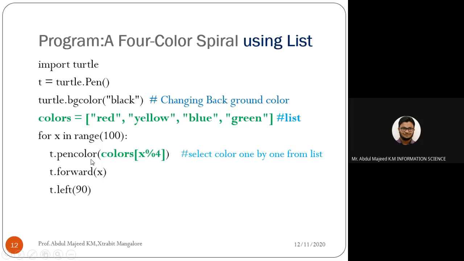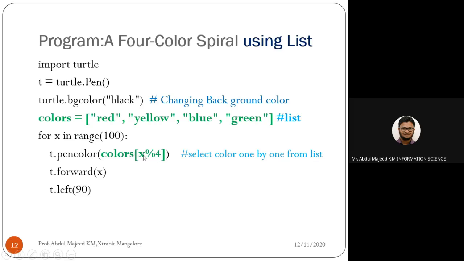Whenever we draw one side, we have to change the color. How to change the color? We have already set the colors red, yellow, blue, green. Whenever we draw one side, we have to take one color. So we have used the remainder operator, modulus. With x mod 4, initially the value of x is 0, so it will select red. Then x becomes 1, it will select yellow. Then x becomes 2, blue. Then x becomes 3, green.